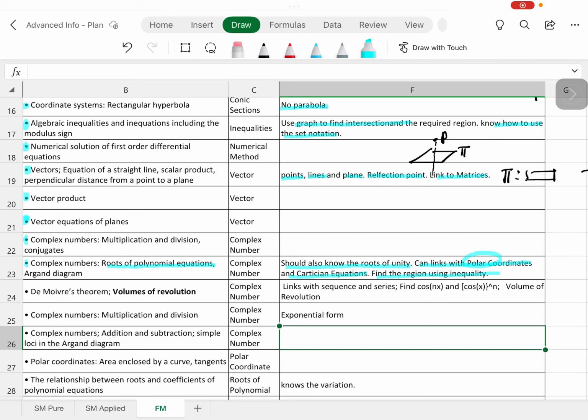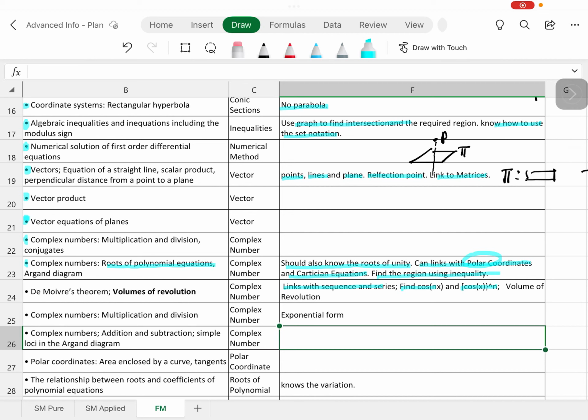So firstly, this is in CP2 complex number. You can link with sequence and series. You should do some practice. They can ask you to find cos nx or cos x to the power of n. So these two are quite classic. You should do some practice.